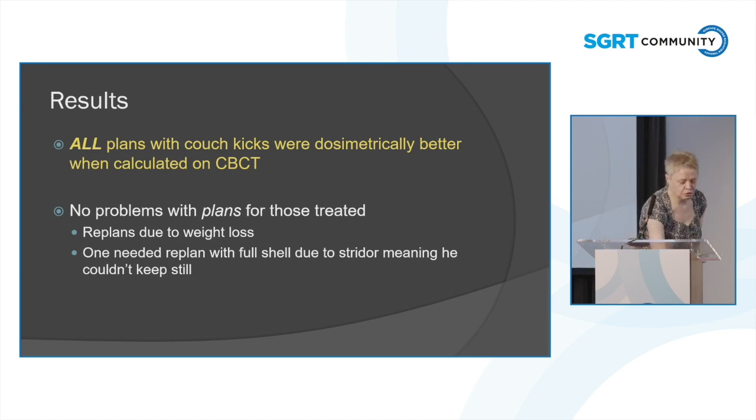We had the usual, patients lose weight, few other problems with imaging, but nothing to do with the actual couch kick. And we had one patient that had to be reshelled with a full shell because he had significant stridor and couldn't keep his shoulders still. But again, that was nothing to do with the couch kicks. That was just that individual patient.